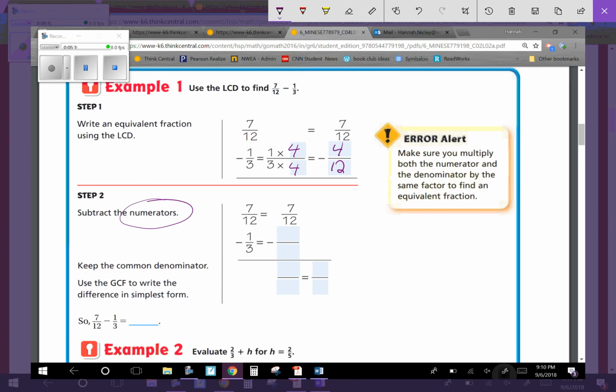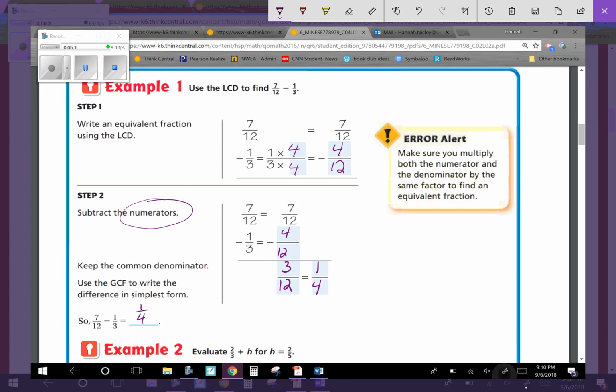Step 2 is to subtract the numerators. Don't subtract fractions. It just says the numerator. So we're going to take 4/12 and we're going to subtract that from 7/12. So 7 minus 4 is 3. And then we leave the denominator the same. So we now have 3/12. And now we're going to use the GCF to write the difference in simplest form. 3 divided by 3 is 1. 12 divided by 3 is 4. So 1/4. So 7/12 minus 1/3 is 1/4.